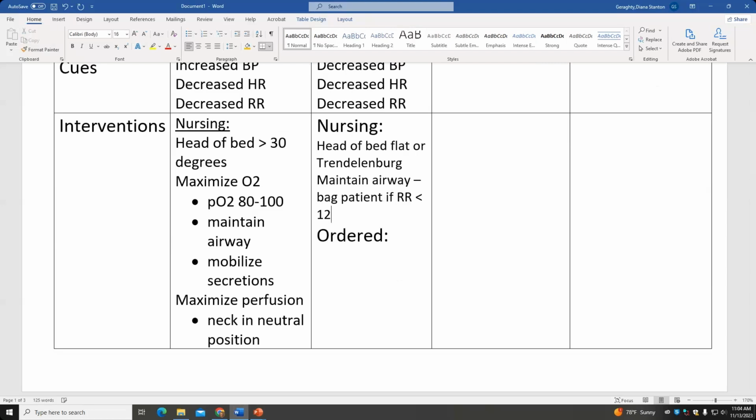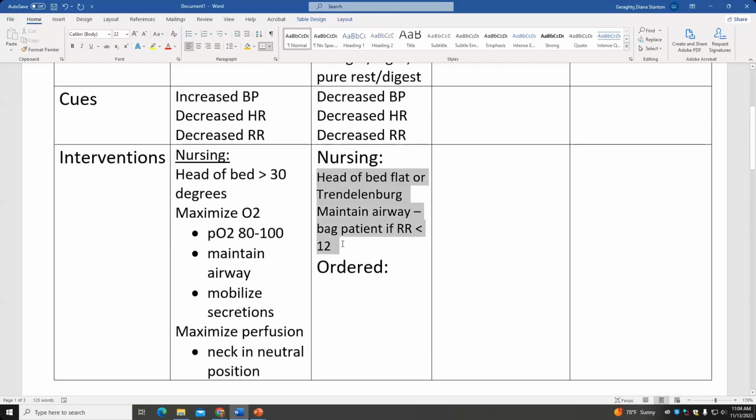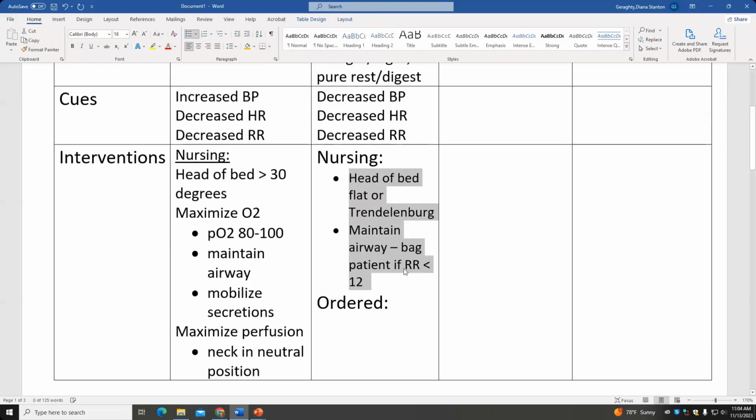So what do you think we want to have ordered? What do we want to anticipate the order? What orders do we want? Do you want vasopressors? What do you think? What vasopressors do we want? Treat it like it's Brady, right? Yeah, so like you don't have Brady cardiac. I know.